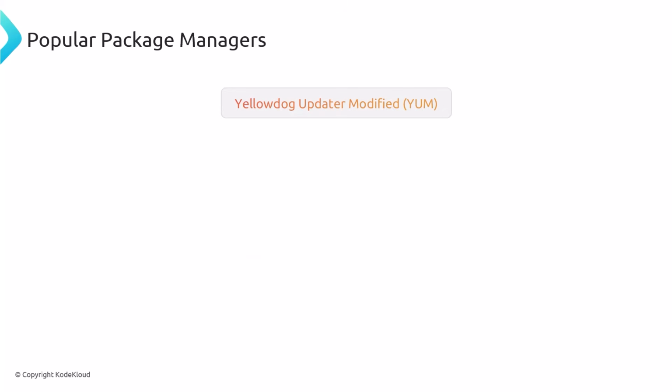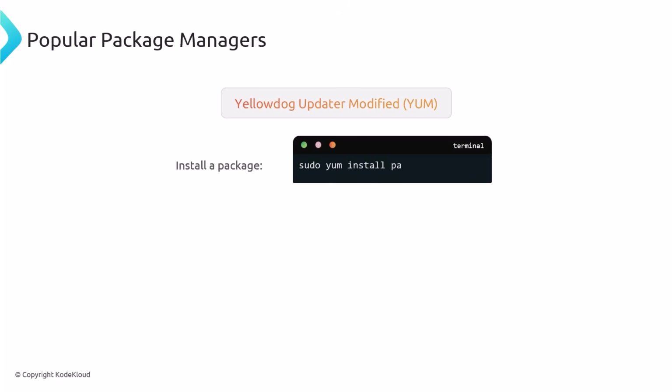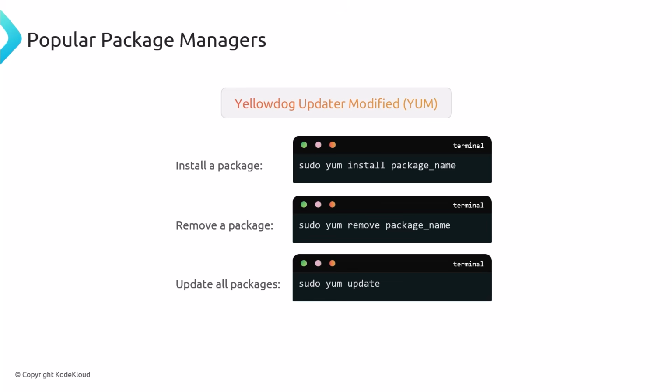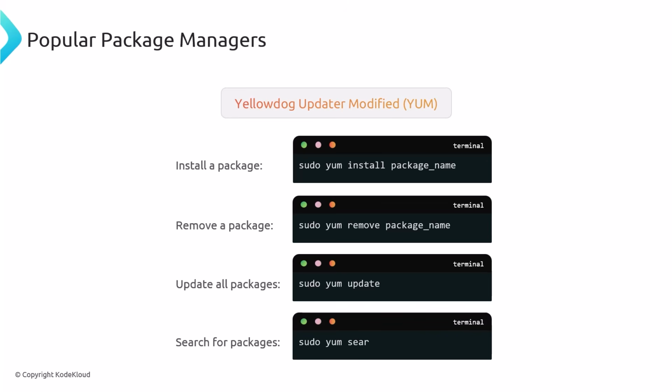Next, we have Yum, which stands for Yellowdog Updater Modified. This one's used by Red Hat, CentOS, and Fedora, and deals with RPM packages and automatically handles all those dependencies for you. If you need to install something, you just run sudo yum install and then, obviously, the name of the package. If you want to remove something, likewise, you do sudo yum remove and the name of the package. If you want to update everything, sudo yum update. This pulls all those changes from the repositories. And if you want to search for a package, sudo yum search and then the name of the package.